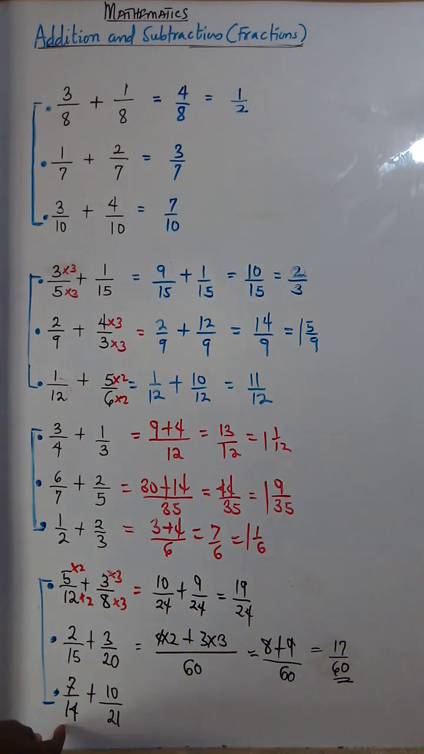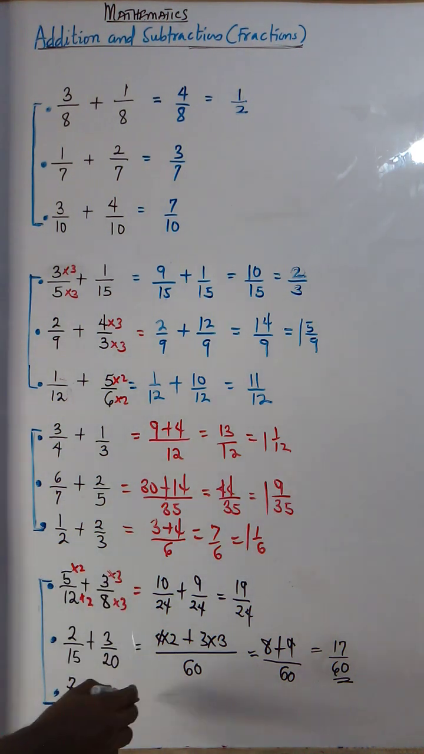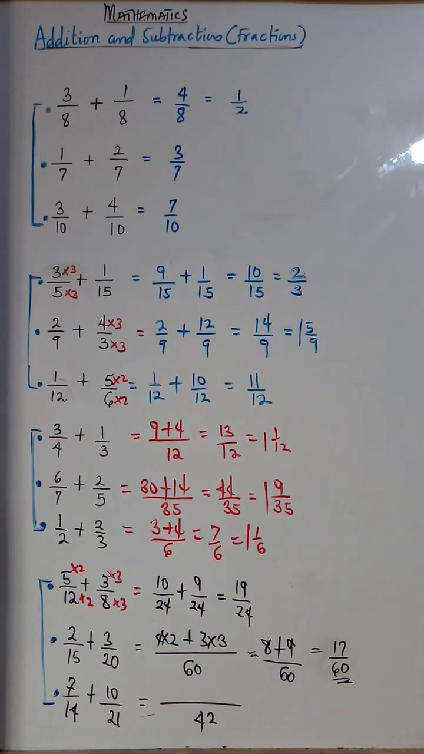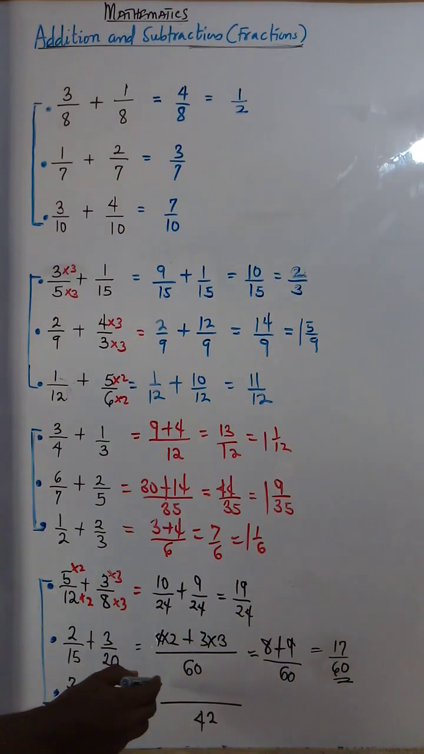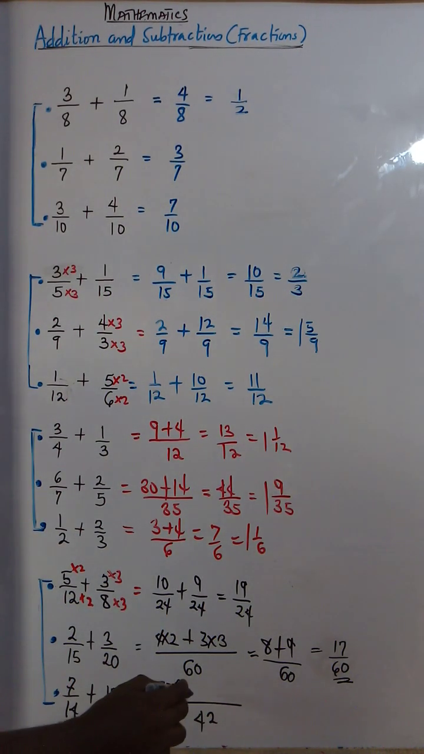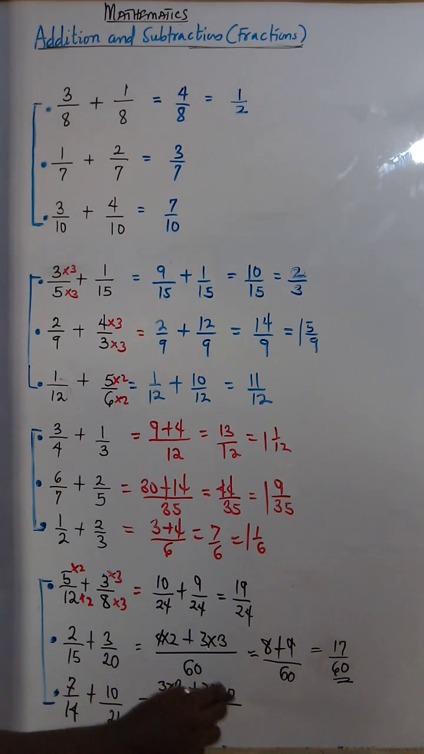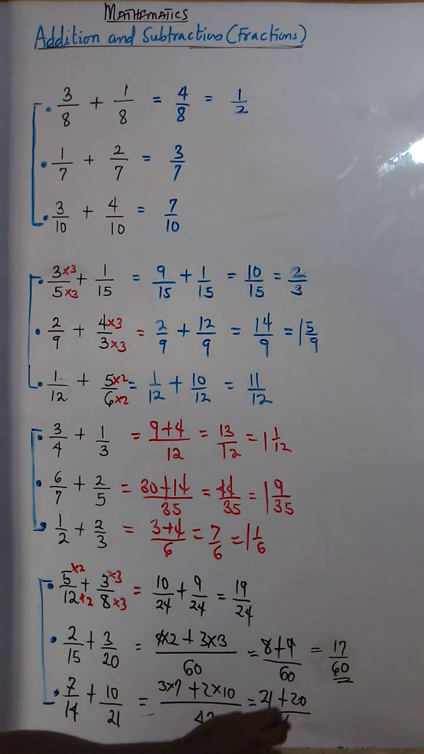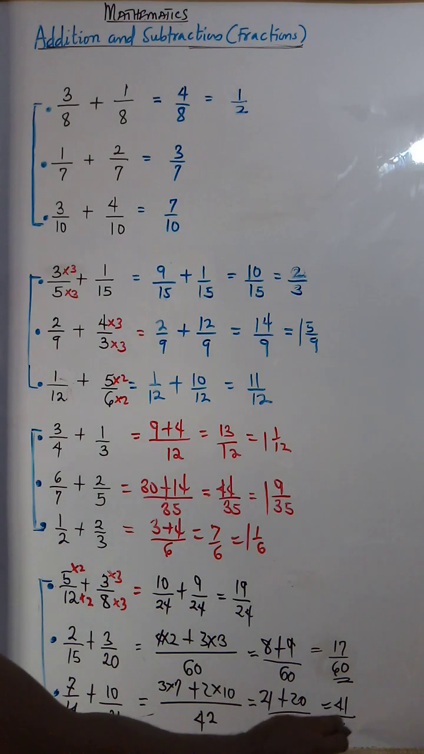Okay, for the last one, 14 and 21, what was the LCM? Please do it and let me know the answer. If you solve it right, you should get 42. So, how many 14 can we see in 42? That is 3. Then 3 multiplied by 7, that's 3 times 7. Then plus, how many 21 can we see in 42? That is 2. Then 2 multiplied by 10, 2 times 10. So here we're having 21 plus 20 over 42. So the final answer is 41 over 42.